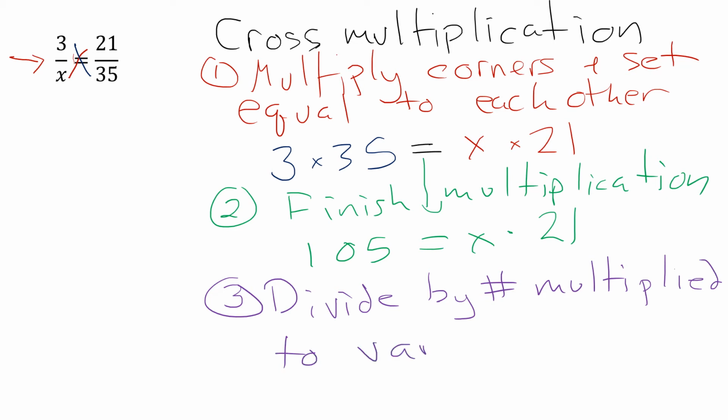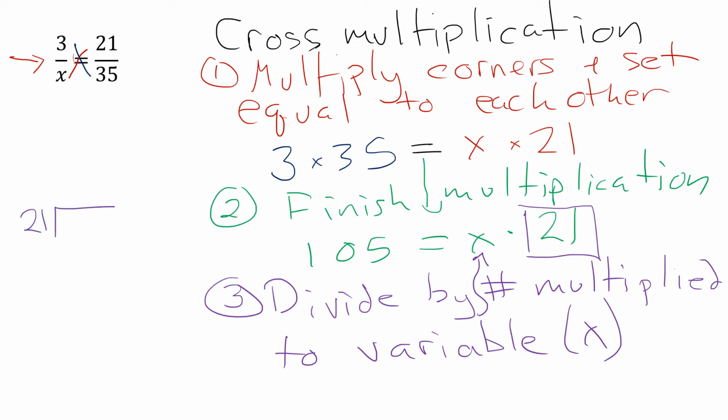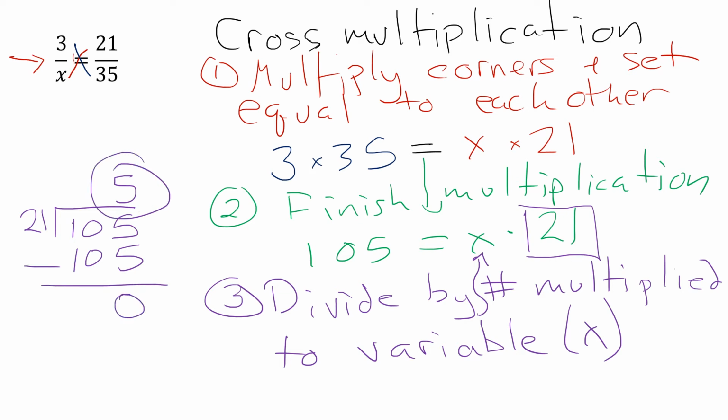You say, what the heck is a variable? The variable is our missing number, our mystery number. The variable is this guy here. So if that's the variable, we are going to divide by 21. So we'll have over here 21 into 105, or 105 divided by 21. So how many times does 21 go into 105? It goes in 5 times. 5 times 1 is 5. 5 times 2 is 10. Subtract, 0. There's our answer. This is our x.